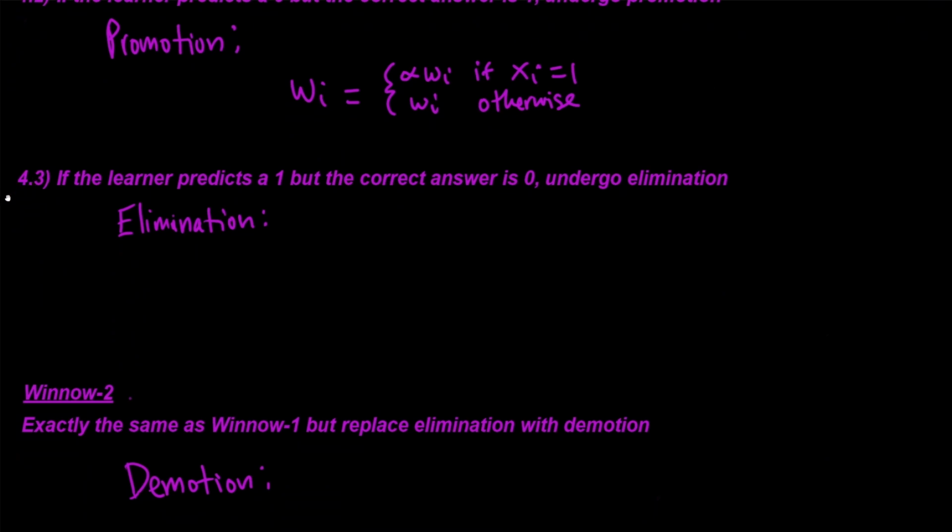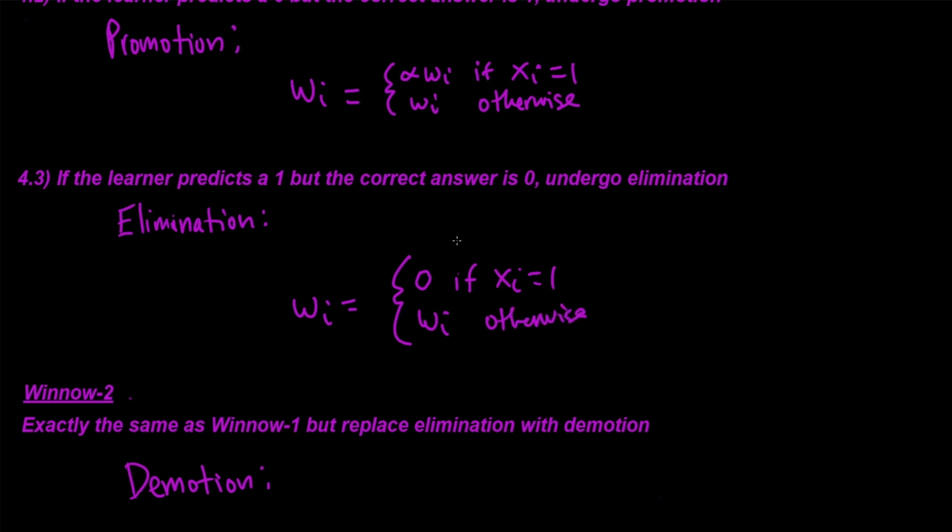If the learner predicts a 1, but the correct answer is 0, so this is just the opposite of 4.2, or the last step we just talked about, then we're going to undergo the process of elimination, which is another process to modify the weights. Now, what is the process of elimination? Well, it's just going to be another piecewise function that we're going to use to modify our weights, and the possibilities are we're going to assign the weight to 0 if the feature associated with the weight is equal to 1, and we're just going to assign the weight back to itself otherwise.